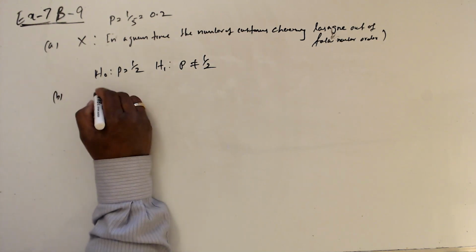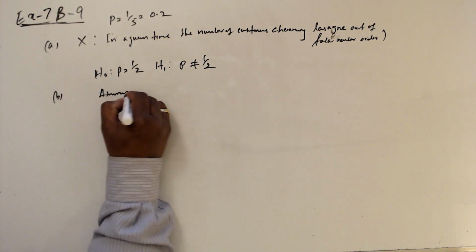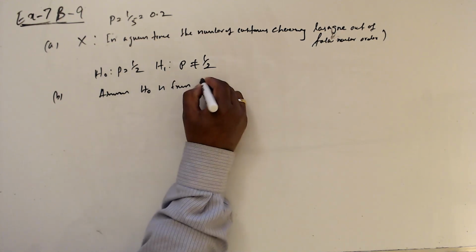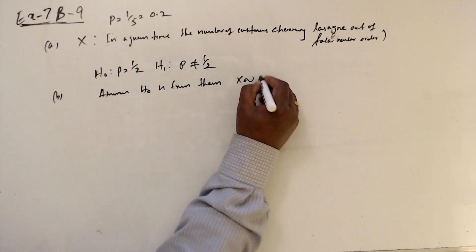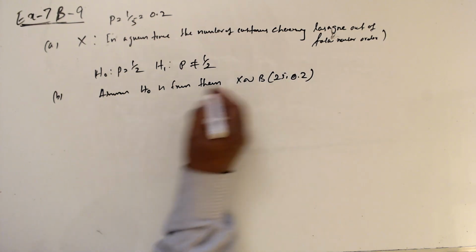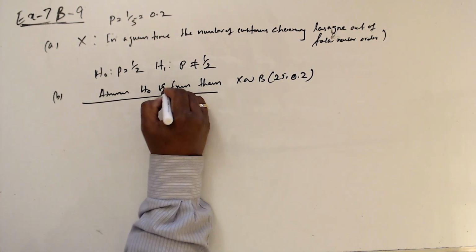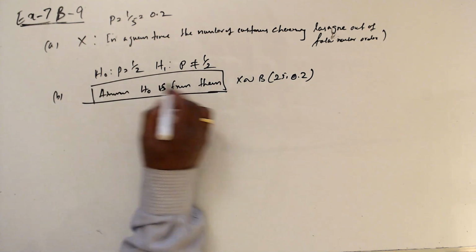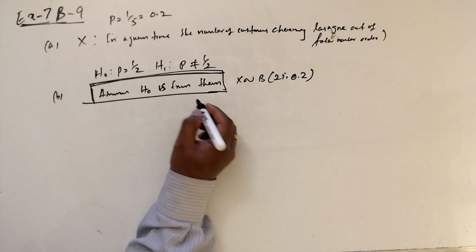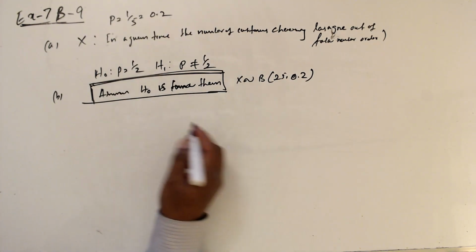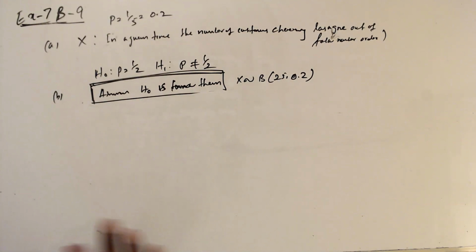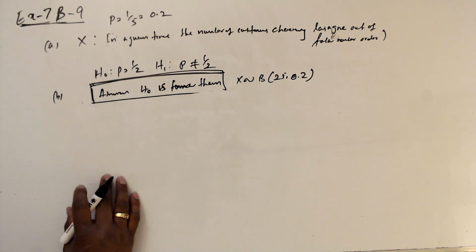So B, assume H0 is true, then X follows binomial 25, 0.2. This is something we really need for hypothesis testing. Sometimes I am missing it as well. Assume that H0 is true. Make sure that this is one condition for hypothesis testing.